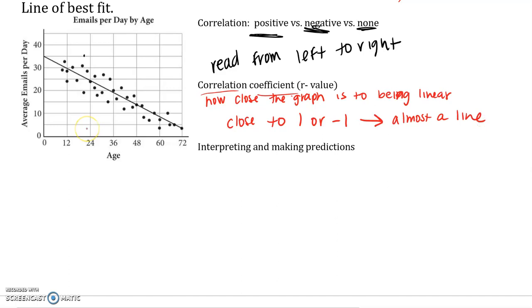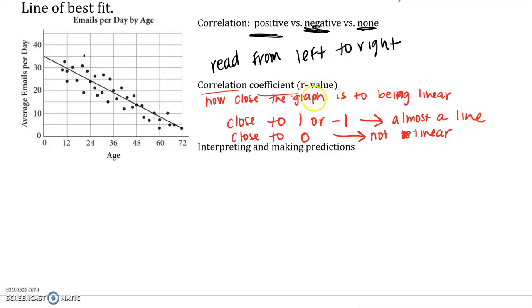If your graph is close to 0, either coming from the positive or negative direction, then you're not linear. You could have a different relationship, but it's definitely not going to be linear. So whenever you see it talking about the correlation coefficient, you could describe it as a strong coefficient or a strong relationship, meaning that it's almost a line. And I would call this relationship fairly strong. Or you could call it a weak relationship, meaning that it's not really close to 1 at all.